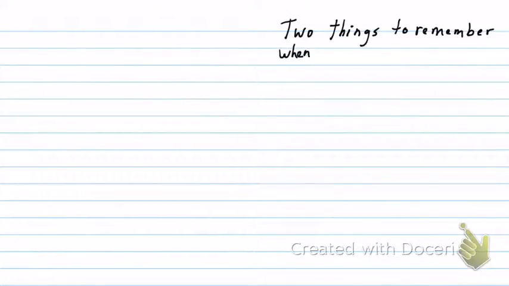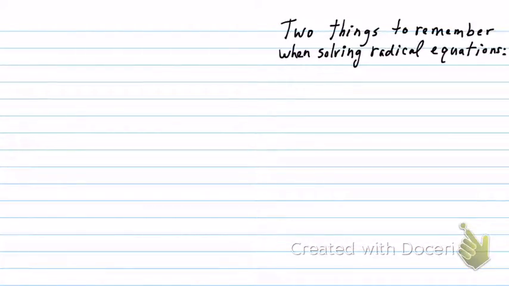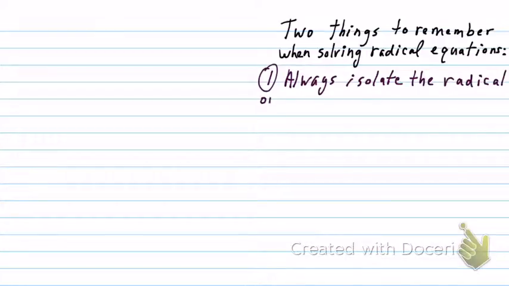So I had said there's a couple of things that you need to know when you're solving radical equations. There's really 2 things you want to remember. The first thing we've already talked about: we always want to isolate the radical on one side before we square each side.